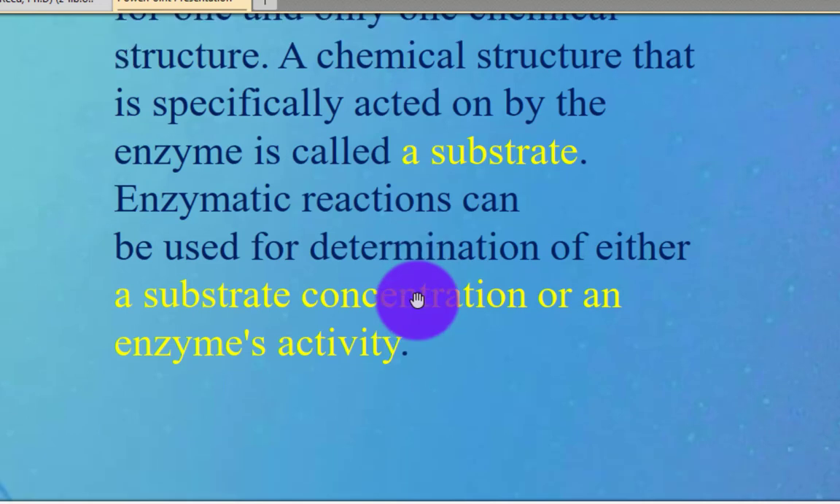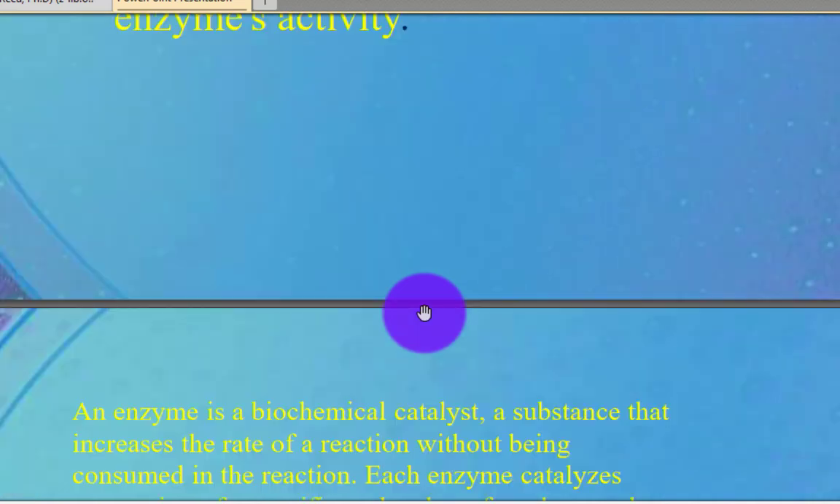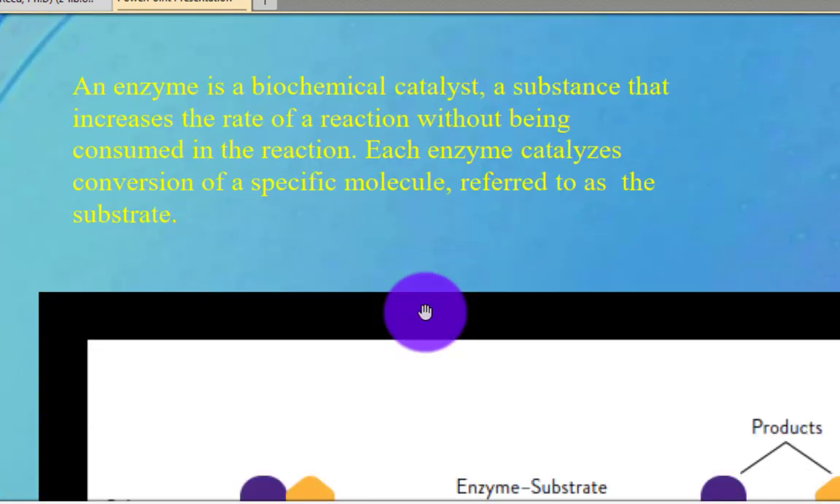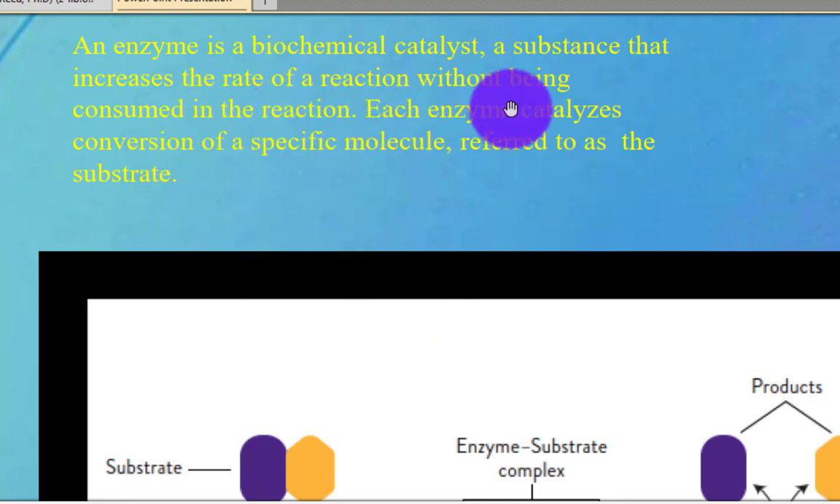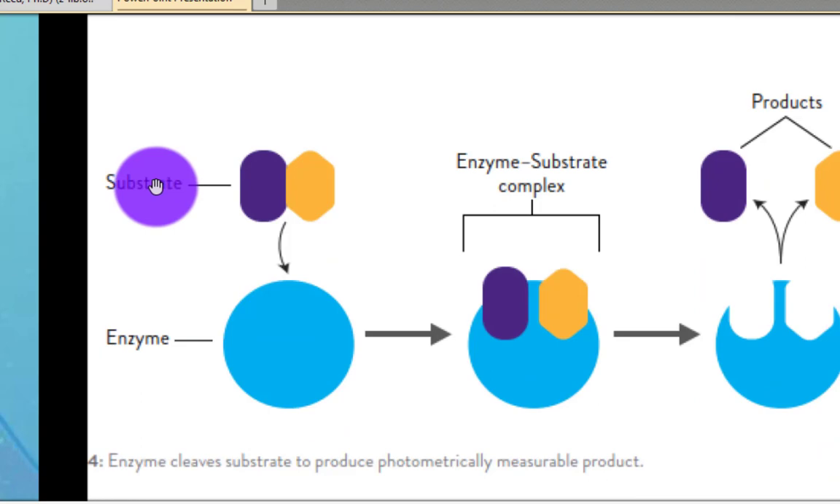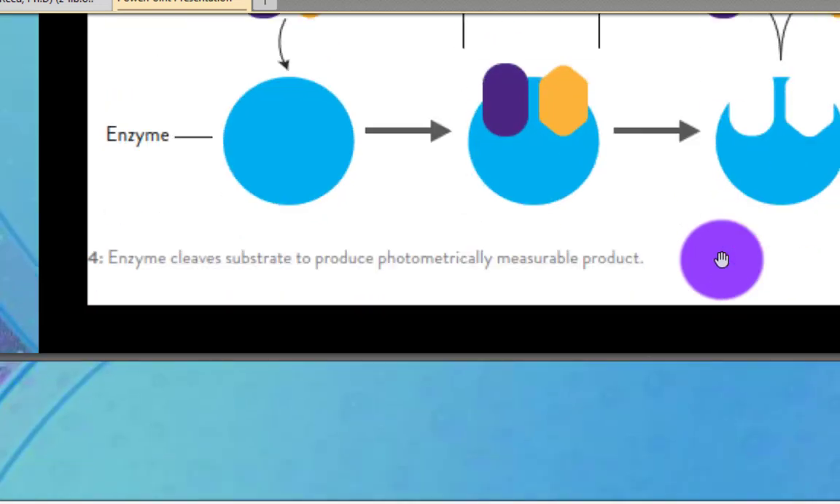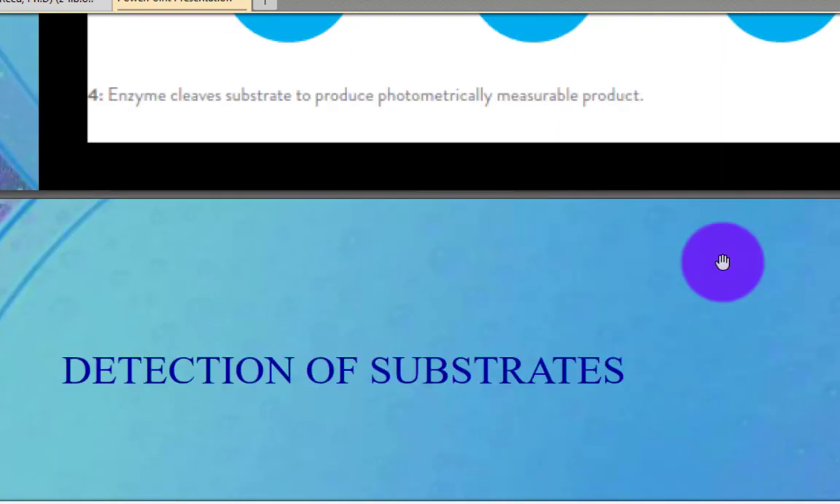Enzymatic reactions can be used for determination of either a substrate concentration or an enzyme activity. An enzyme is a biochemical catalyst, a substance that increases the rate of a reaction without being consumed in the reaction. Each enzyme catalyzes conversion of a specific molecule referred to as a substrate. Here the substrate, enzyme substrate complex, the product. The enzyme cleaves the substrate to produce a photometrically measurable product.